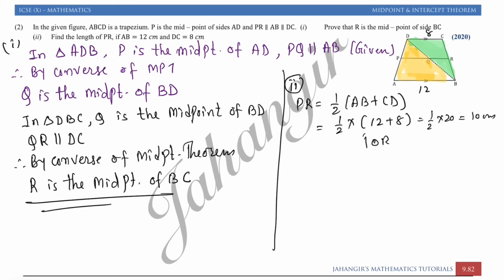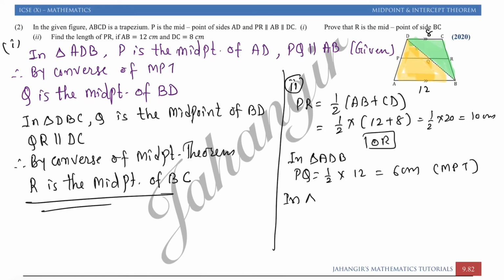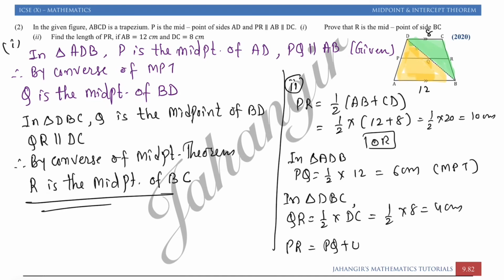Or even you can say in triangle ADB, PQ is equal to half into 12, that is 6 centimeter, by the midpoint theorem. Now in triangle DBC, the green triangle, we can say QR is equal to half into DC, that is half into 8, which is 4 centimeter. So therefore PR can be written as PQ plus QR, that is 6 plus 4, which is 10 centimeter. You can do this in two ways.